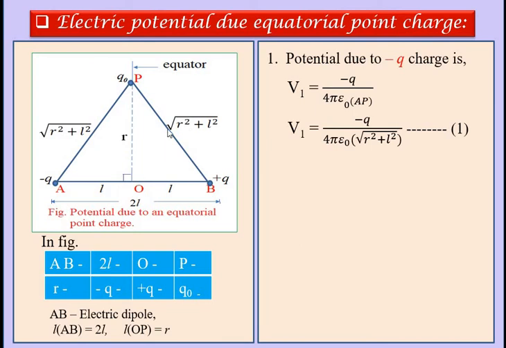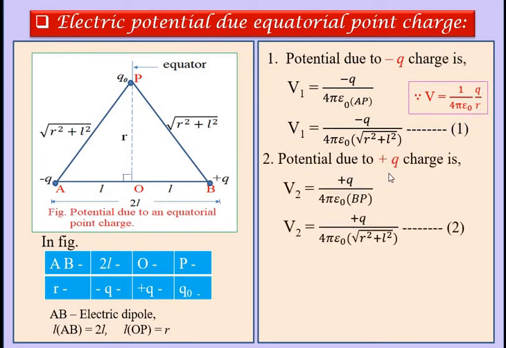The electric potential due to minus Q charge is given by the relation V1 is equal to minus Q divided by 4 pi epsilon 0 into AP. So, the distance AP is equal to under root R square plus L square. Here written, distance AP is equal to under root R square plus L square. We have calculated this expression, V is equal to 1 upon 4 pi epsilon 0 into Q divided by R.